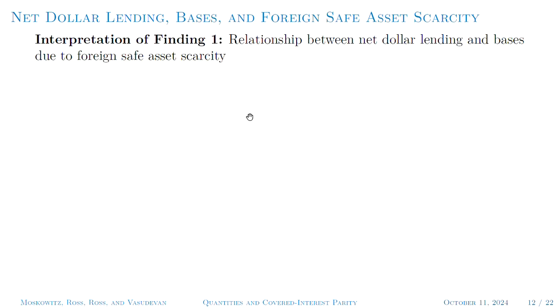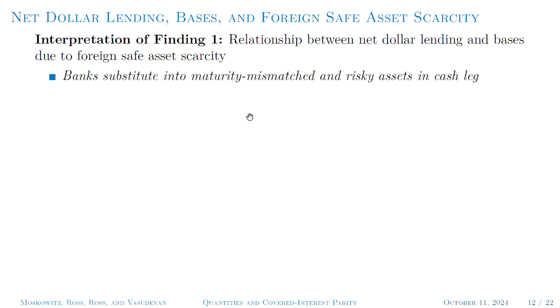So let me provide a little bit more context of what we think is going on behind this negative relationship. We think that the relationship between net dollar lending and the bases is due to foreign safe asset scarcity. As I mentioned in that trade where you have converted your dollars into yen, now you need to invest in something like JGBs, and JGBs are either hard to find or their yields are too low to want to be holding them.